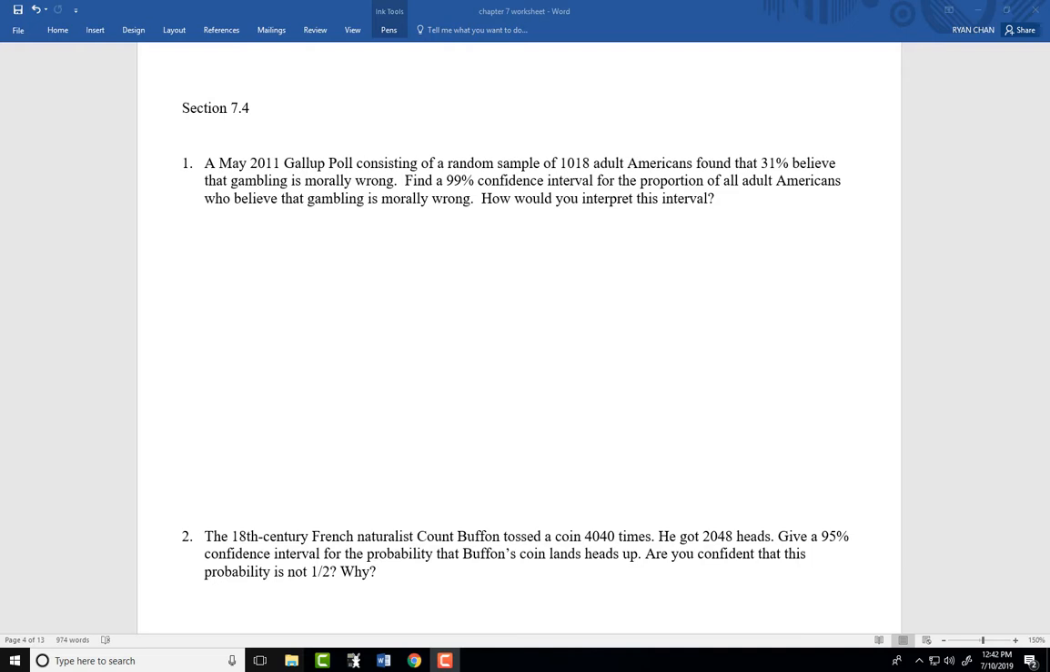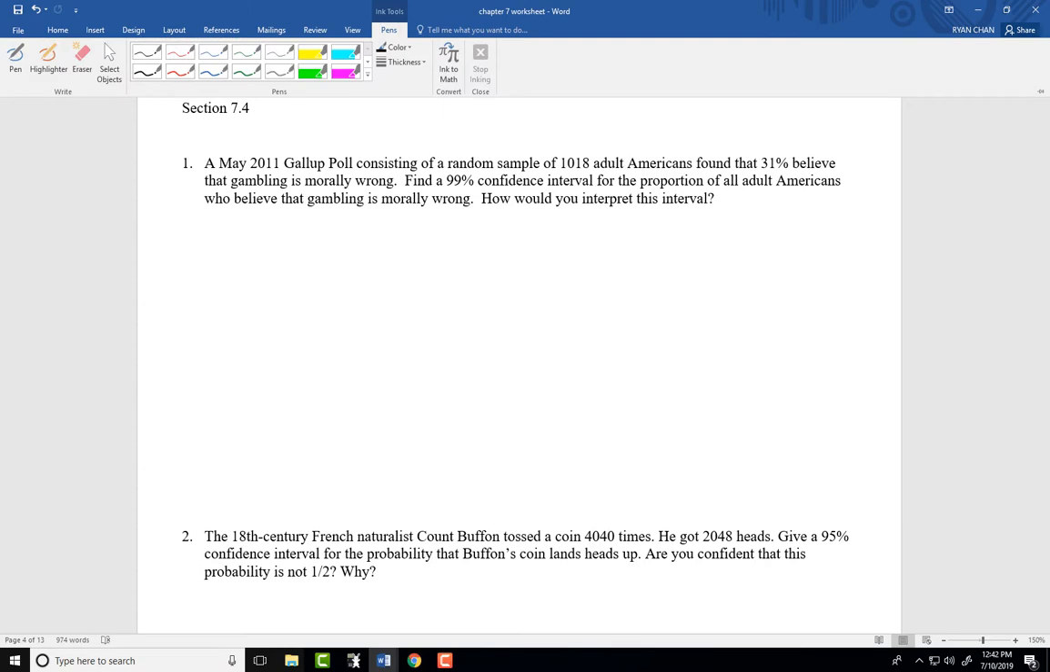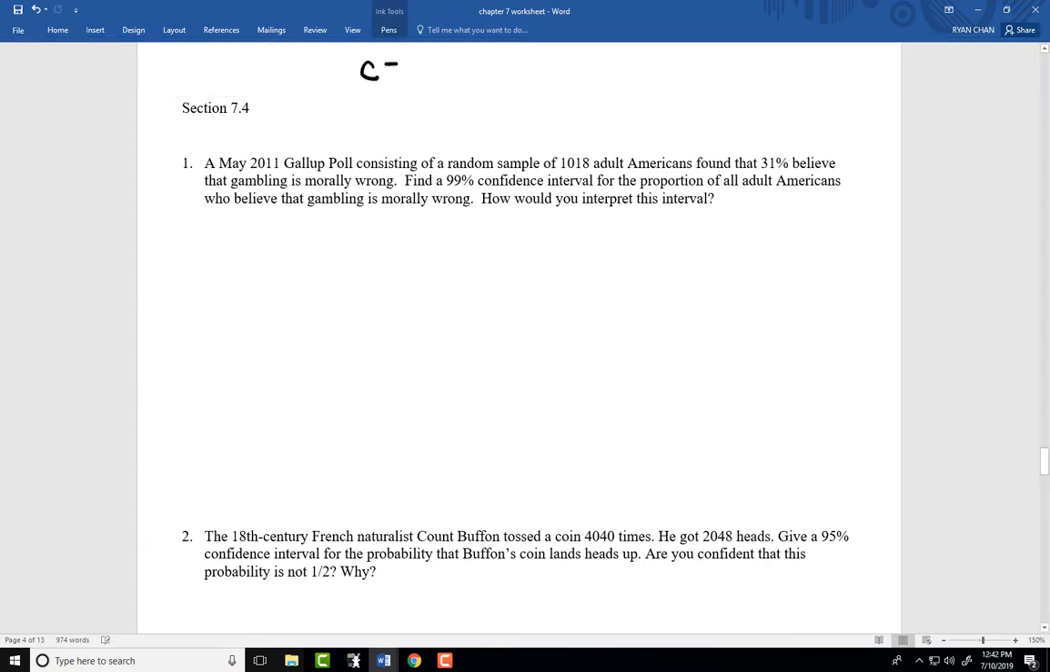Here's the formula for confidence intervals, and this is for proportion. The confidence interval for proportion is the following: p hat plus or minus z times the square root of p hat (1 minus p hat) all over n.